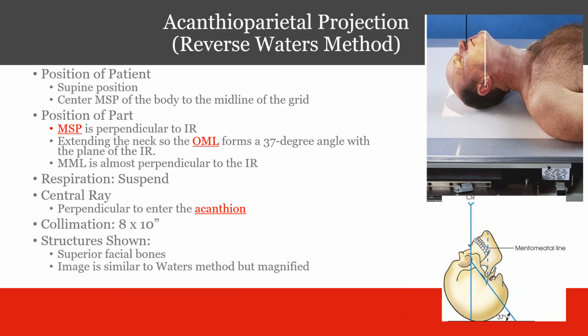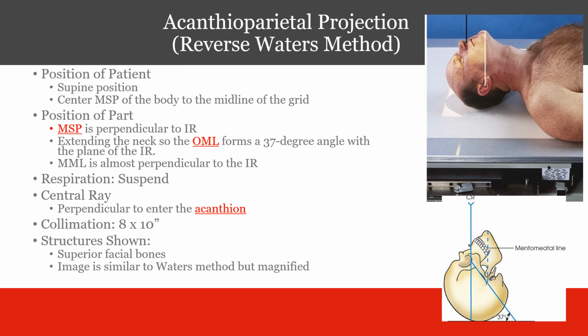The parietoacanthial projection, reverse Waters method, is another option you have for the Waters. The patient is in a supine position because this is a position for patients who have been in trauma. So they want to center the mid-sagittal plane of the body to the midline of the grid. The mid-sagittal plane is perpendicular to the IR, and we want to extend the neck so the OML forms a 37-degree angle with the plane of the image receptor.